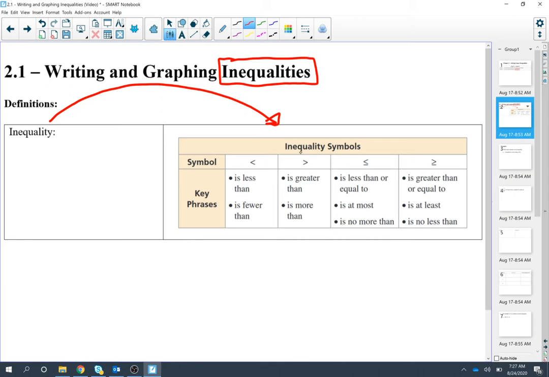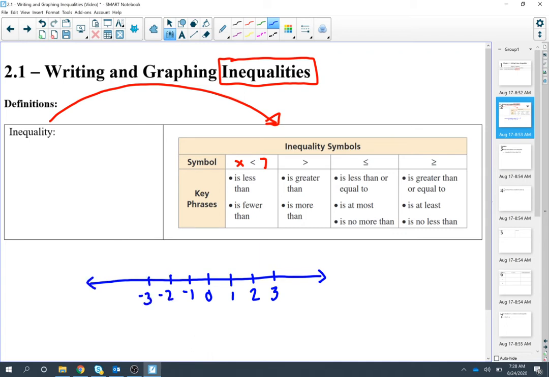I've heard teachers use alligators. I've heard teachers say read them as if you're looking at them. So if you're reading x is less than 7, you're reading it from the smaller side, so that's less than. But a way that I heard explained to me that I really like is let's draw a number line. Okay, if you draw a number line, you have 0, you have 1, you have 2, you have 3, etc., and you keep going that way. You have -1, you have -2, you have -3, etc., and you keep going that way.